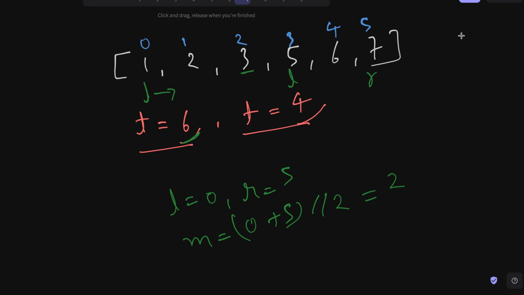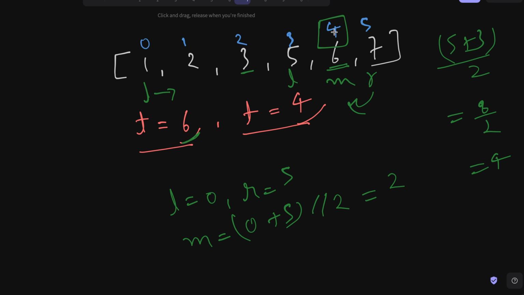Now the new mid will be (5 plus 3) divided by 2, which is 8 divided by 2, equal to 4. And here we can see that on index 4 we come here as mid. We check if the value at this place is greater than the target, we will shift R to mid minus 1. If it is less than the target, then we simply shift L to mid plus 1. Otherwise, if it is equal to the target, we will simply return this particular 4. As we know that it is equal, we can simply return 4 as the answer.